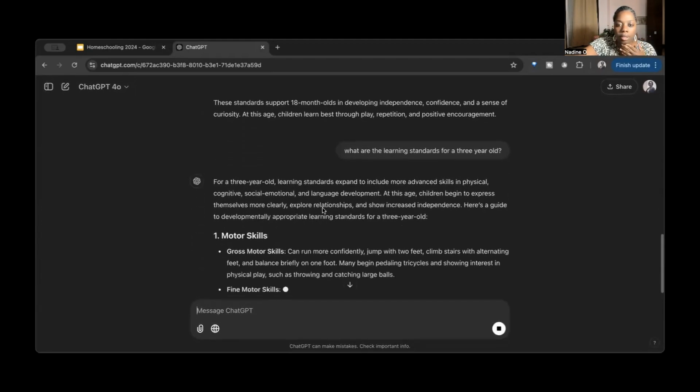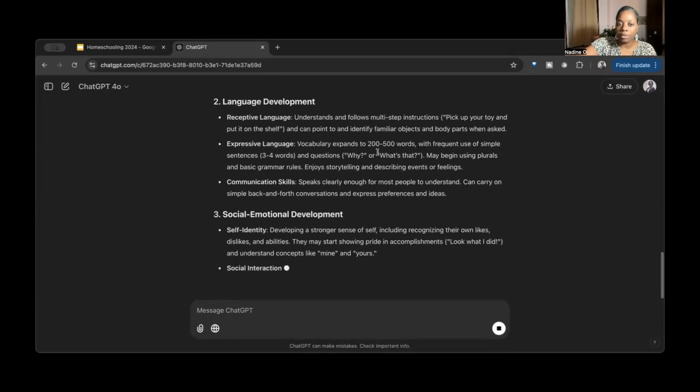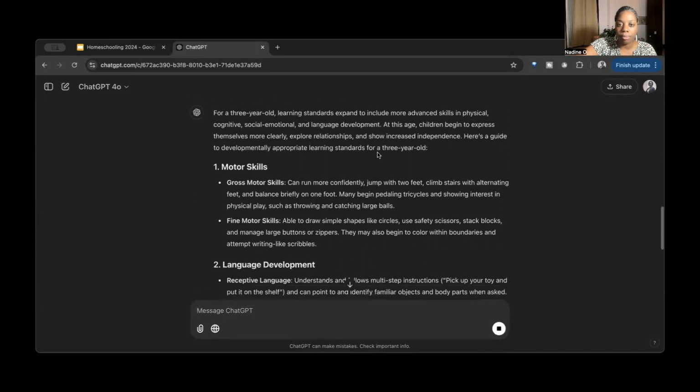All right. So the learning standards expand to include more advanced skills in physical, cognitive, social, emotional, and so on. So we got those same categories. And now let's see motor skills, something about running more confidently, jumping with 2 feet, climbing stairs with alternating feet, right? Again, once you're armed with this information, you can use it to make observations of what your child is doing. And if they're not doing the thing yet, then you get to create your curriculum to figure out how do you create the learning activities for them to be able to practice or try these things out.